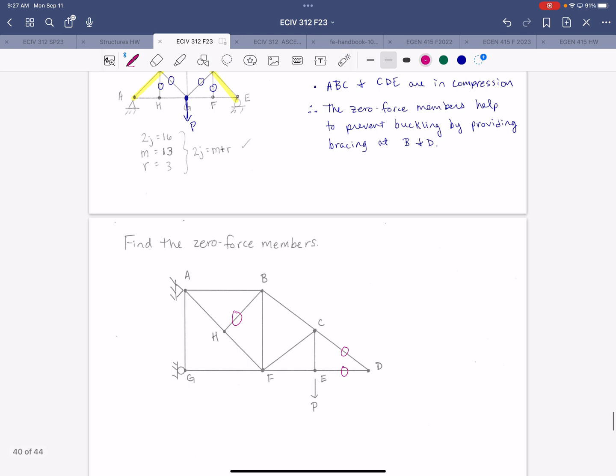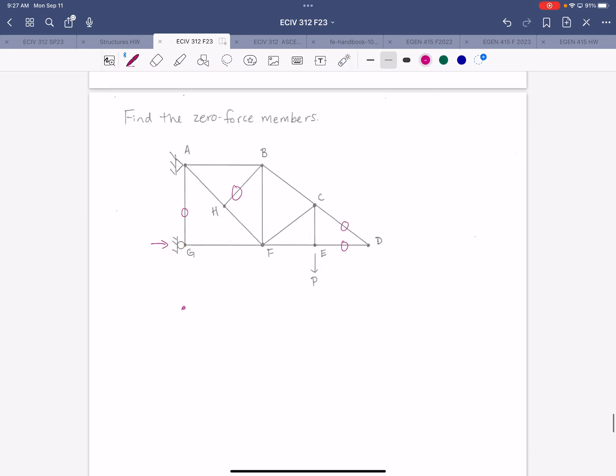Because the reaction on the bottom has to be only in the X. Exactly, yeah. So if you look at joint G, right, and you draw a free body diagram, you have GF, AG, and the reaction. All right, so just by looking at it, if you sum forces in Y, AG has to be 0, right? So using that same strategy, is there another one that you can identify?